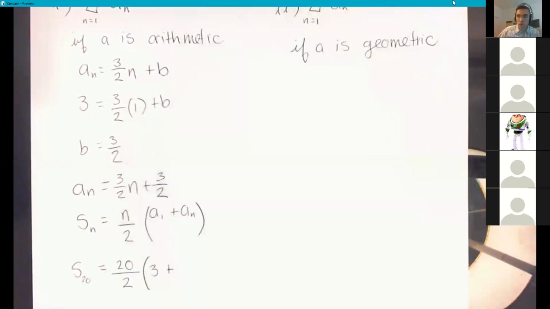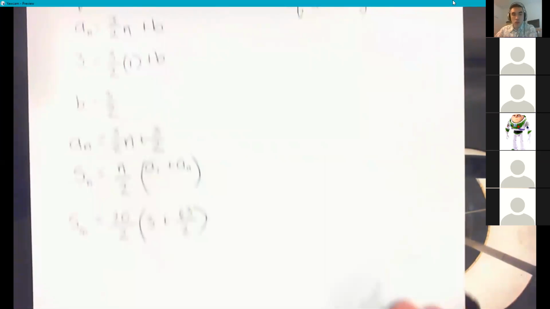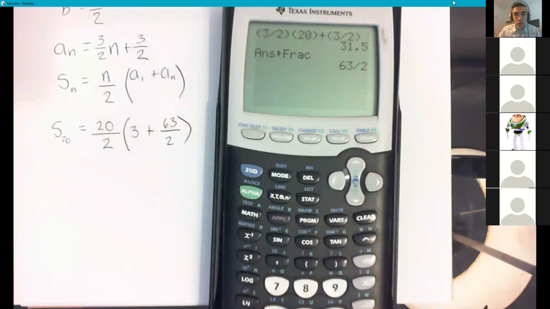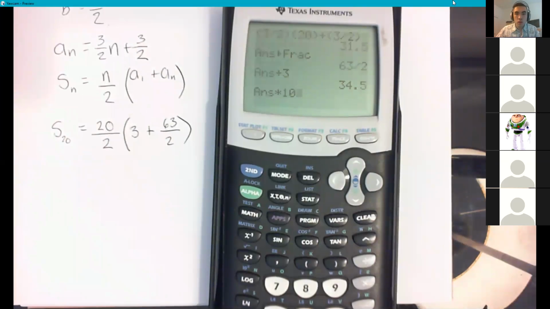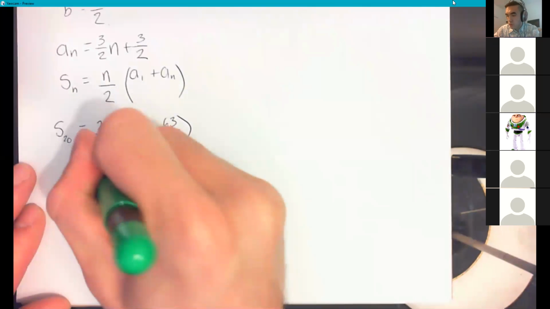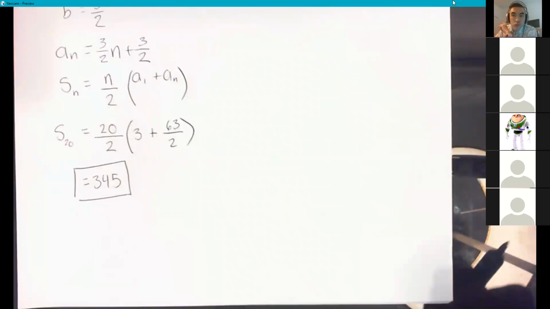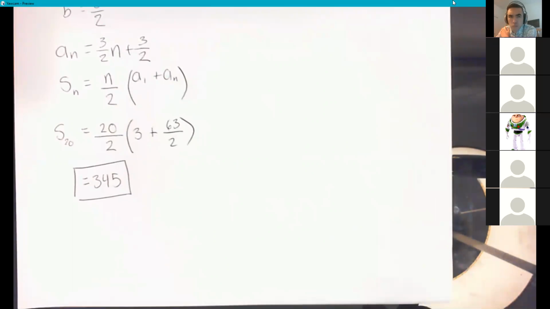So 63 over 2. So this is 3 plus 63 over 2. And then we just perform this tabulation. So I'll take this guy, 63 over 2, I'll add to this 3. So that means that of our 10 pairs, each one of our pairs is going to sum to 34.5. And then I'll multiply this by 10. And so the sum of the first 20 digits here should be equal to 345. And that is if the thing that generated those first 2 points is actually growing arithmetically. Is that okay for case 1 or problem 1?